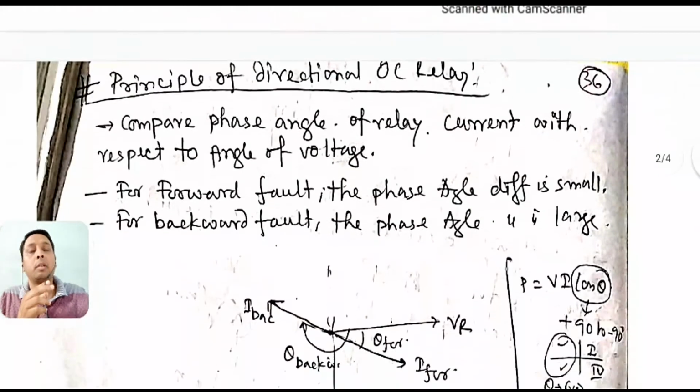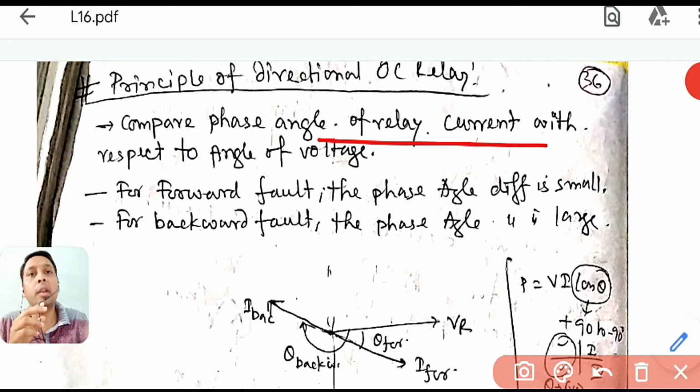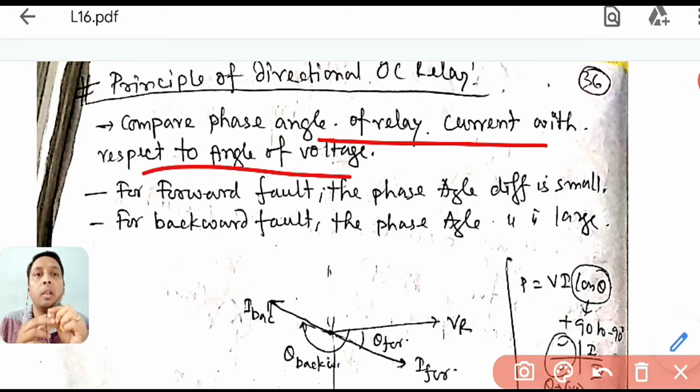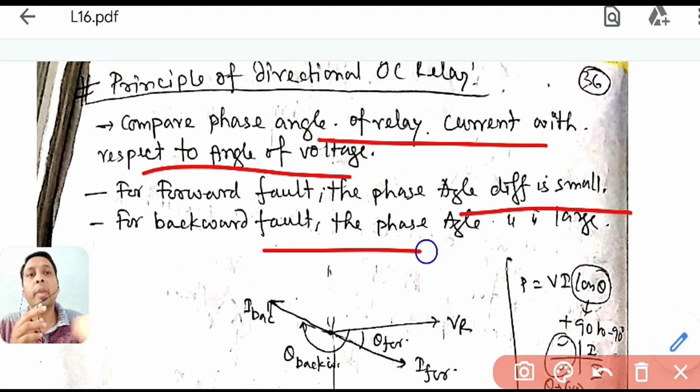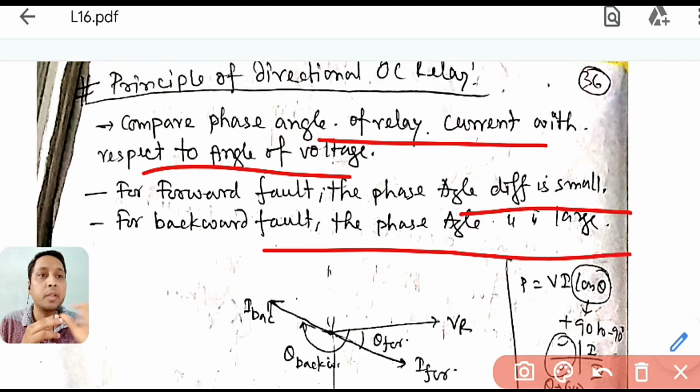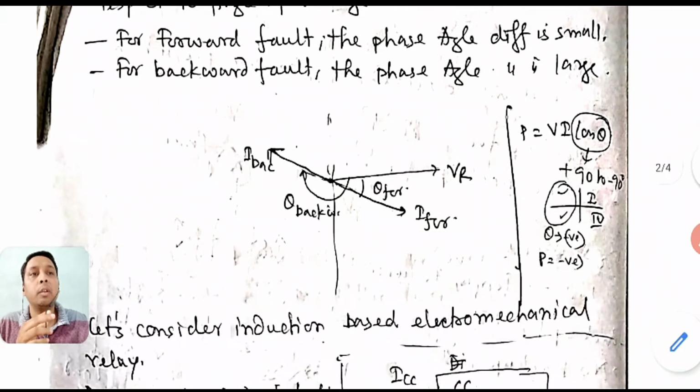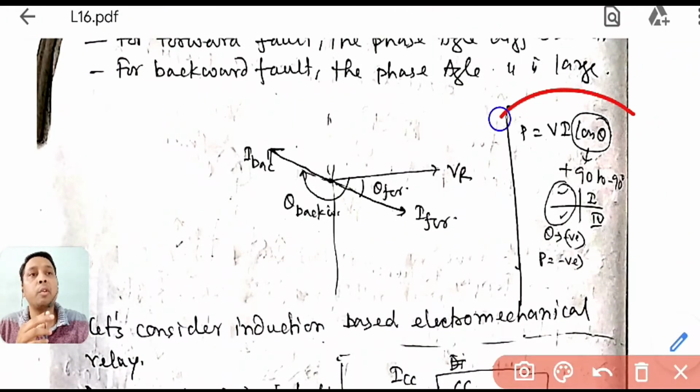Now let's see the principle. What is the principle of directional overcurrent relay? It needs to find out the angle between the relay current with respect to the voltage phasor, and what is the angle between them. For forward fault, the phase angle is small. For backward fault, the phase angle is large. Now you can recall this one. What is power? Power is equal to VI cos theta.